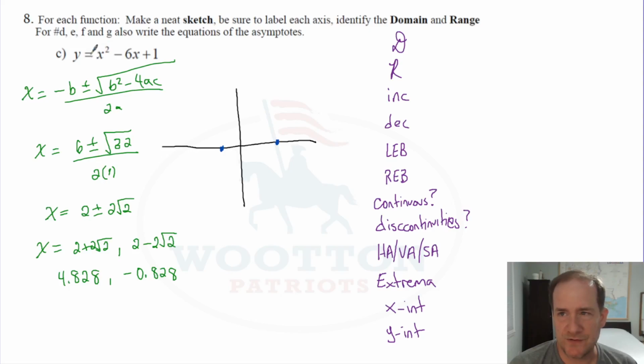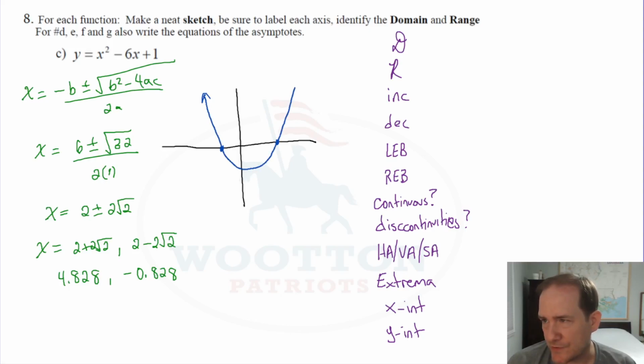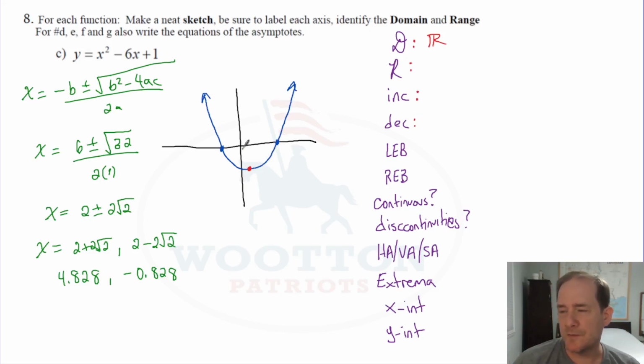And again, the positive leading coefficient tells me that this opens up. So I don't need to be a heck of a lot more precise here. Just a quick sketch is good enough for me, because looking at this now, I can see that my domain is all reals. And my range is going to be from whatever the y value of this vertex is up to infinity. My increasing and decreasing intervals are going to be negative infinity up to this vertex's x-coordinate, and then from the x-coordinate to infinity.